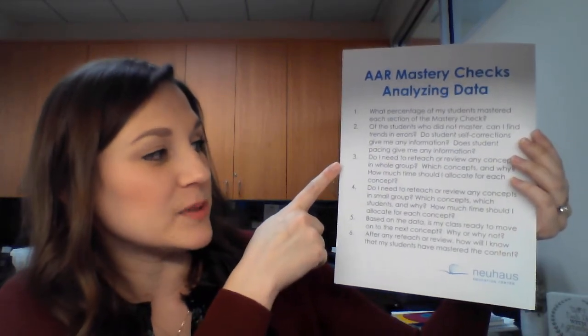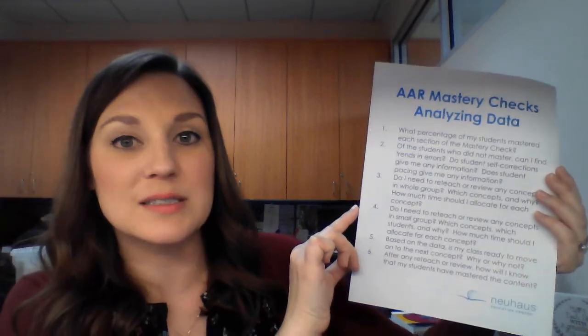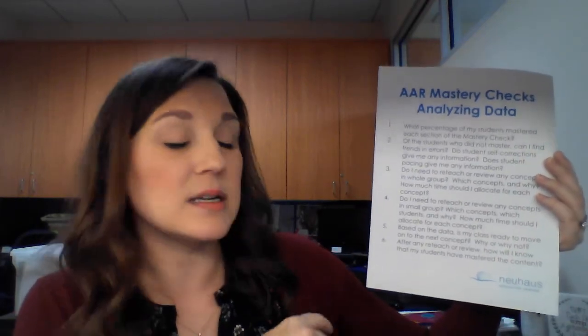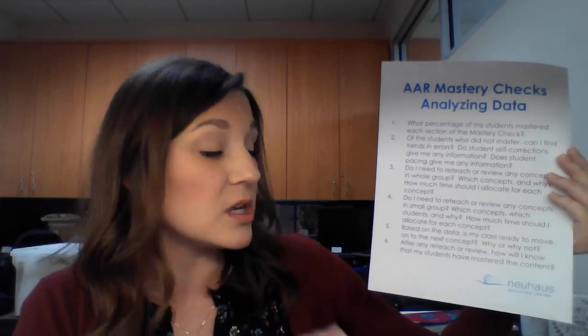Leading into 3, do I need to reteach or review any concepts in whole group? Maybe the majority of the class really did not do well on one concept. Let me go back and review or reteach that concept to the whole group. Perhaps you need to do some reteaching or reviewing of concepts in a small group. You can find a flexible grouping of 5 or 6 students and group them together to really target some reteaching or reviewing. You might even need to do this individually with some students. 5 is, based on the data, is my whole class ready to move on to the next concept? And then 6 is, after I reteach or review any concepts with my students, how am I going to know that they then have mastered and are ready to move on?